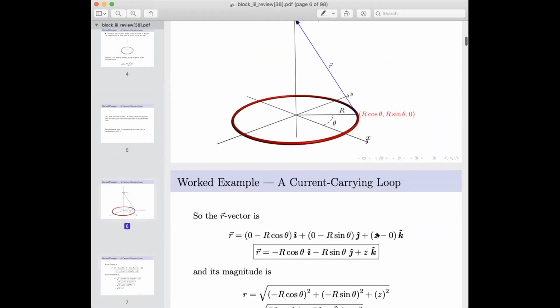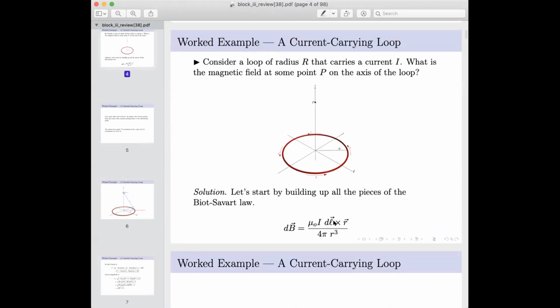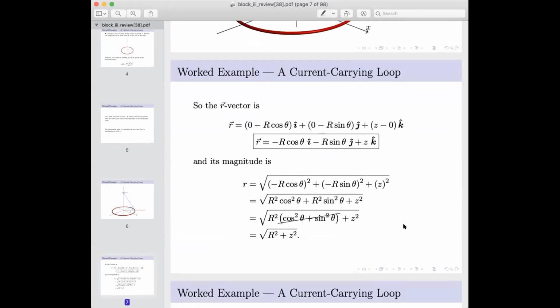And then we know that in our Biot-Savart law we have both the vector form of our vector as well as the magnitude of our vector. So it's pretty easy to find that. We do the square root of the sum of the squares of all of the components here. We do a little bit of trig simplification, and we get our magnitude is the square root of radius squared plus our vertical distance z squared.